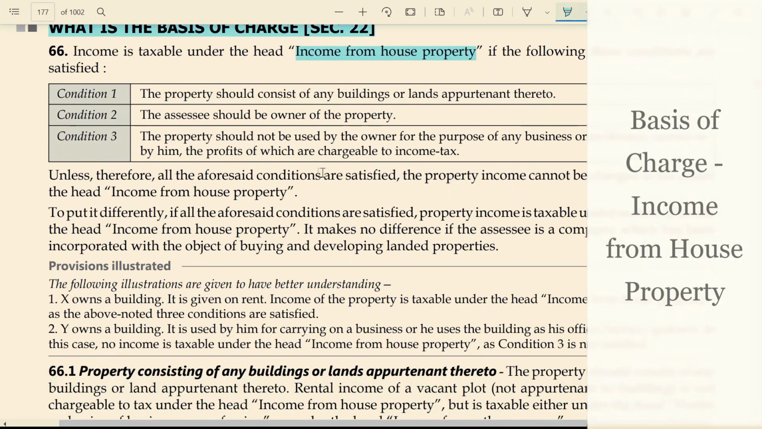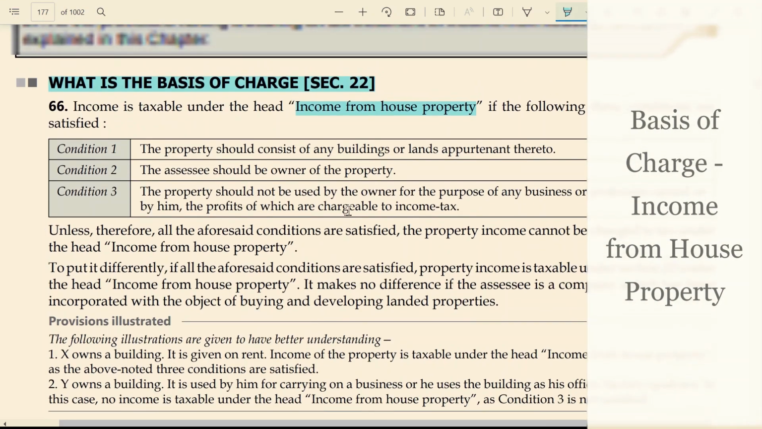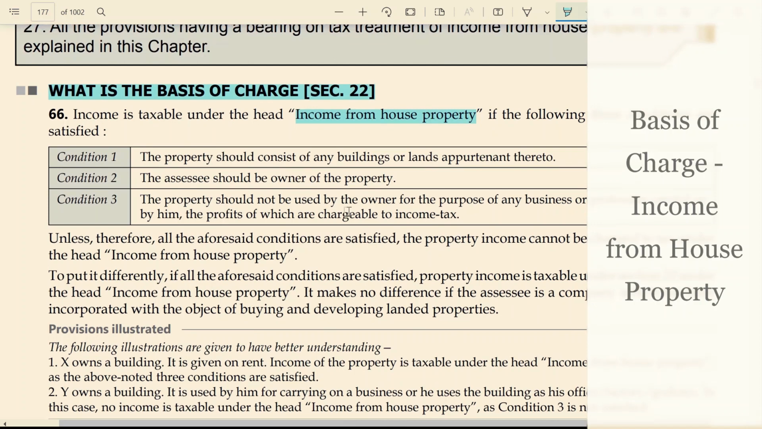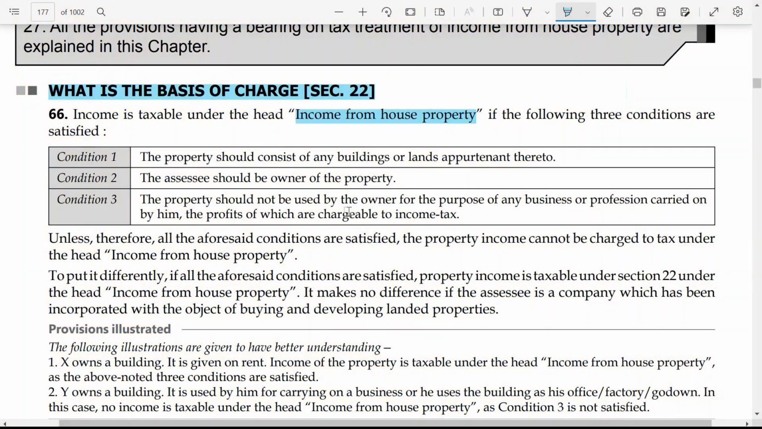Today we are going to discuss income from house property and what is the basis of charge, section 22 for income from house property. First of all, understand what the basis of charge is. Basis of charge means when you can say that a particular income is considered as income from house property. So there are three conditions.